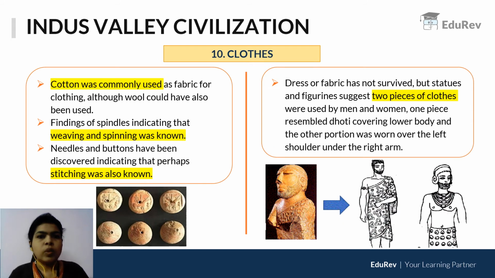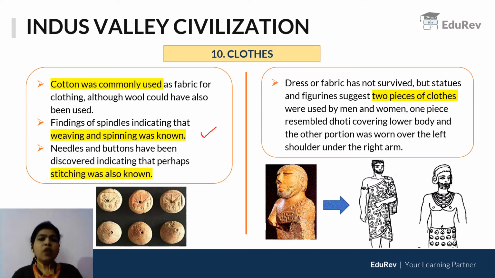And then clothes. Coming to the clothes, as I've told you before, cotton was the most common fabric, although wool might have also been used. And they were very well aware of the practice of weaving and spinning, for which you needed spindles. Now, these weaving and spinning practices still exist in the traditional format of using spindles in some southern parts of the country.